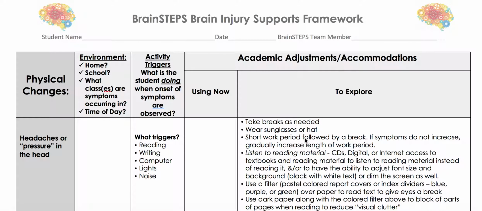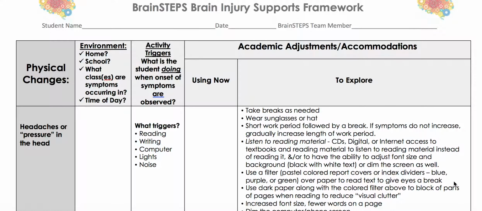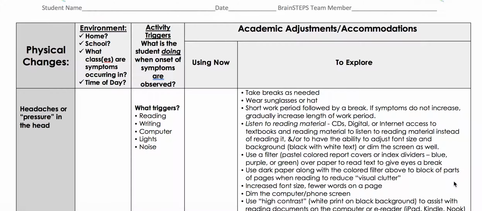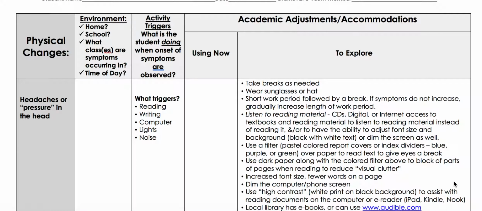Now, what this framework does is it will walk you through all of the different kinds of symptoms that a student experiences following a brain injury, more specifically, especially concussions. So the first one of this BrainSTEPS Brain Injury Supports Framework talks about physical changes. So headache or pressure in the head. And what you'll do is the student should always be in attendance at this meeting. And the school team's going to be there, hopefully, the CMT, and also the parents.